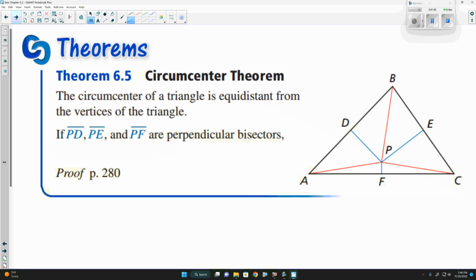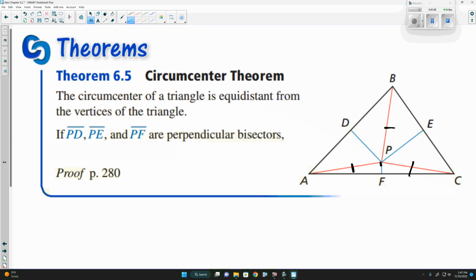Now, the first theorem that we have with 6.2 is the circumcenter theorem. Guys, up here. So circumcenter theorem: the circumcenter of a triangle is equidistant from the vertices of the triangle. So here, since point P is the circumcenter, that means the distance from it to the angles is going to be the same. So the distance from P to B, P to A, and P to C are all the same. So if we're given the circumcenter, the distance from that point to the angles is the same.